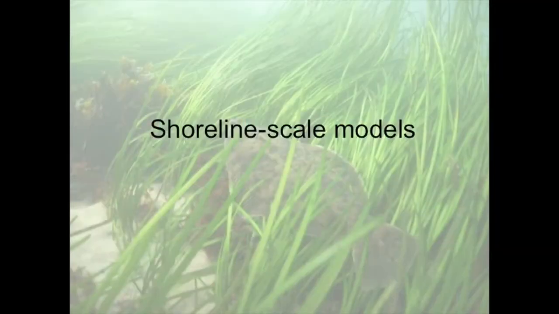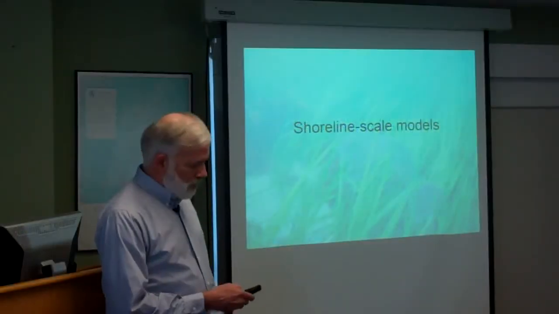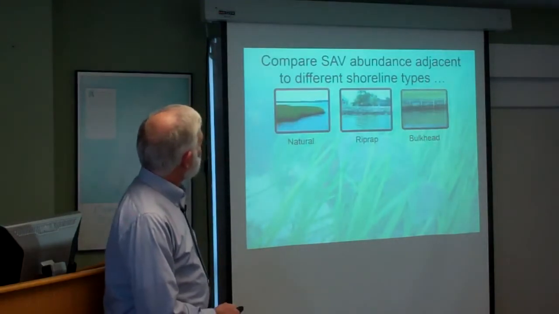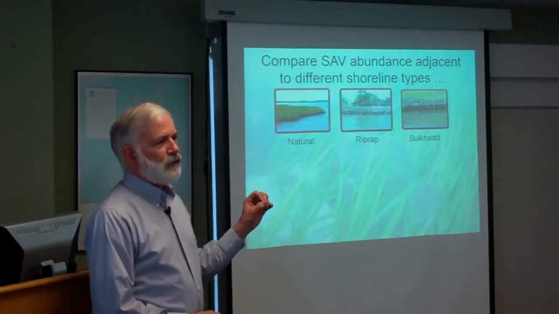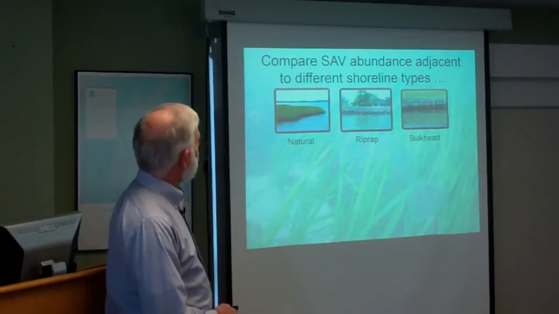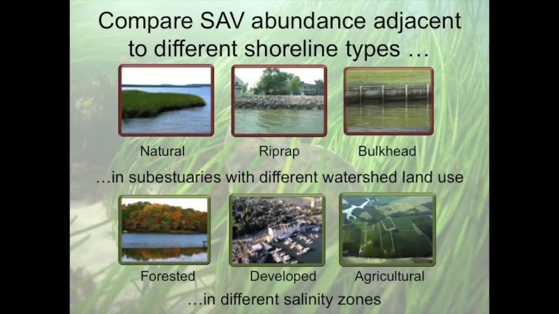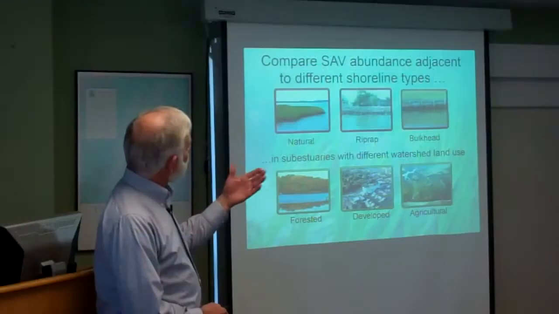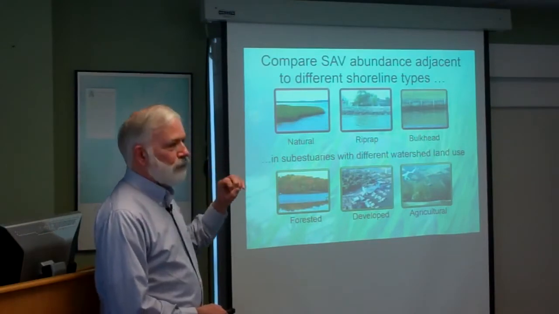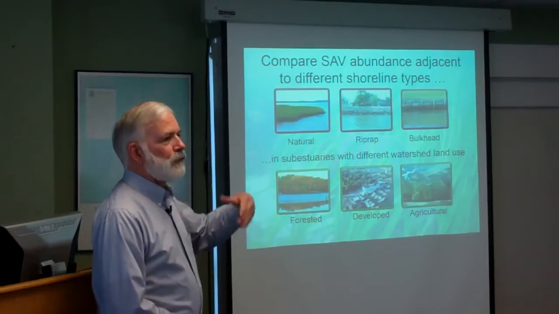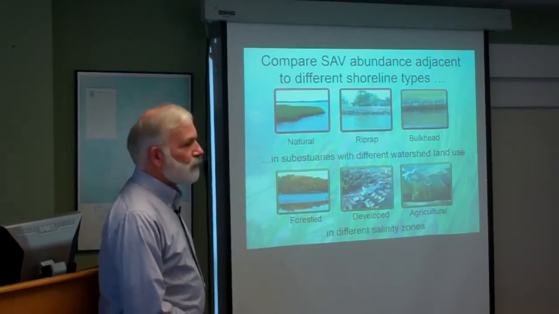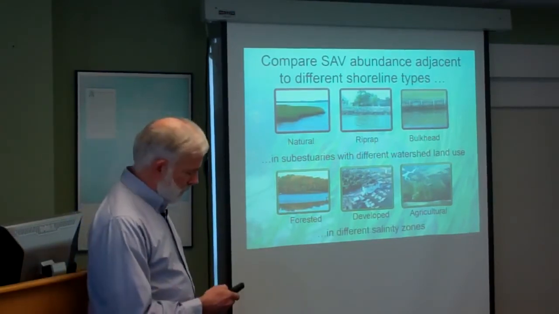Now I'd like to look at a finer scale of thinking about the system, what we've called shoreline scale models. The objective of this is to compare the SAV directly adjacent to a particular piece of shoreline, thinking about natural, riprap and bulkheaded shorelines. And again, to use the subestuaries to put those shoreline segments in a larger context of the land use of the local watershed, and also to think about their responses in different salinity zones.